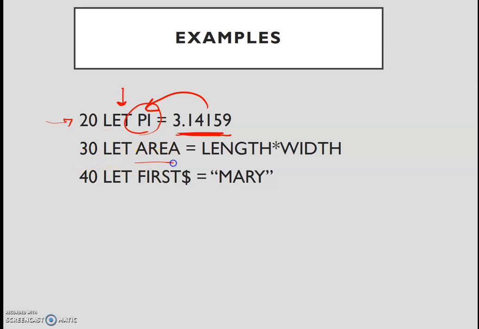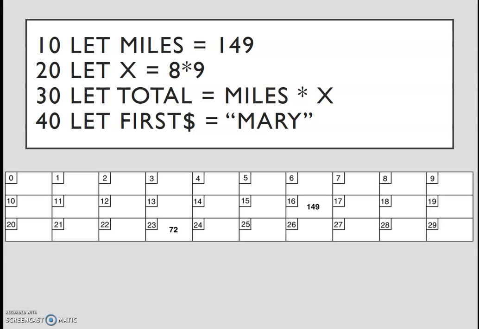Here I'm letting the memory location area equal whatever is stored in the variable length times whatever is stored in the variable width. These are memory locations. Here I'm allowing Mary to be placed into the memory location first $sign. So how might that look out in the computer?